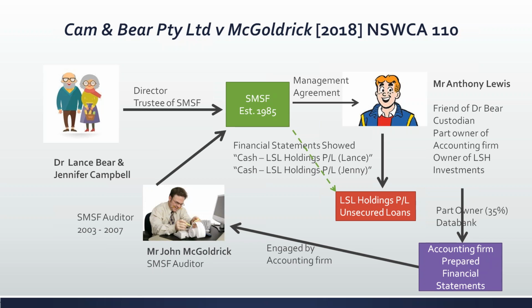Just to remind you that ASIC came into the picture on 1st of July 2013. This case is a bit older because the audit was conducted for the Superfund between 2003 and 2007. So the financial statements of the Superfund showed cash dash LSL Holdings Proprietary Limited, Lance, and it had a figure. The figure is close to $1 million, so it's not the figure which is important, but the cause of the damage which is important in this case. And for Jennifer's money, it showed cash, LSL Holdings Proprietary Limited, and in brackets it had Jenny.